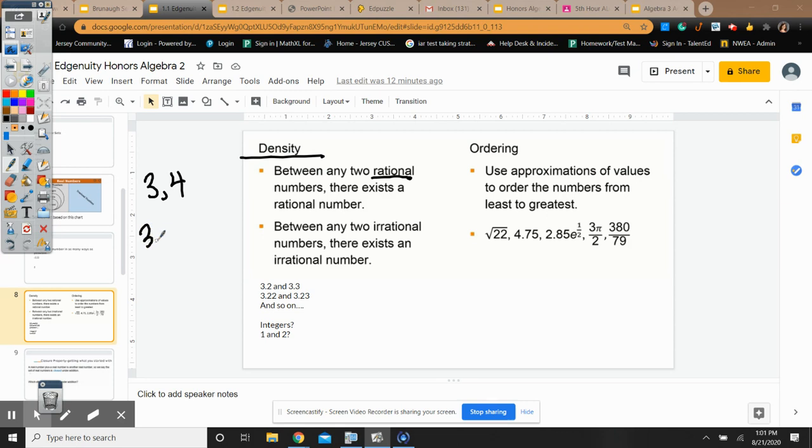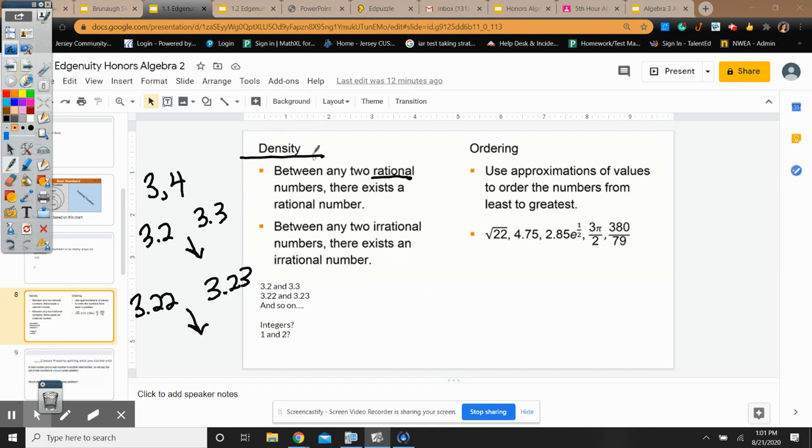Okay, so like 3.2, that can be written as a fraction, and 3.3. Now there's also numbers that can be written in between those, 3.22 and 3.23. There's numbers that can be written in between those, and it can go on forever because the rational numbers are dense.